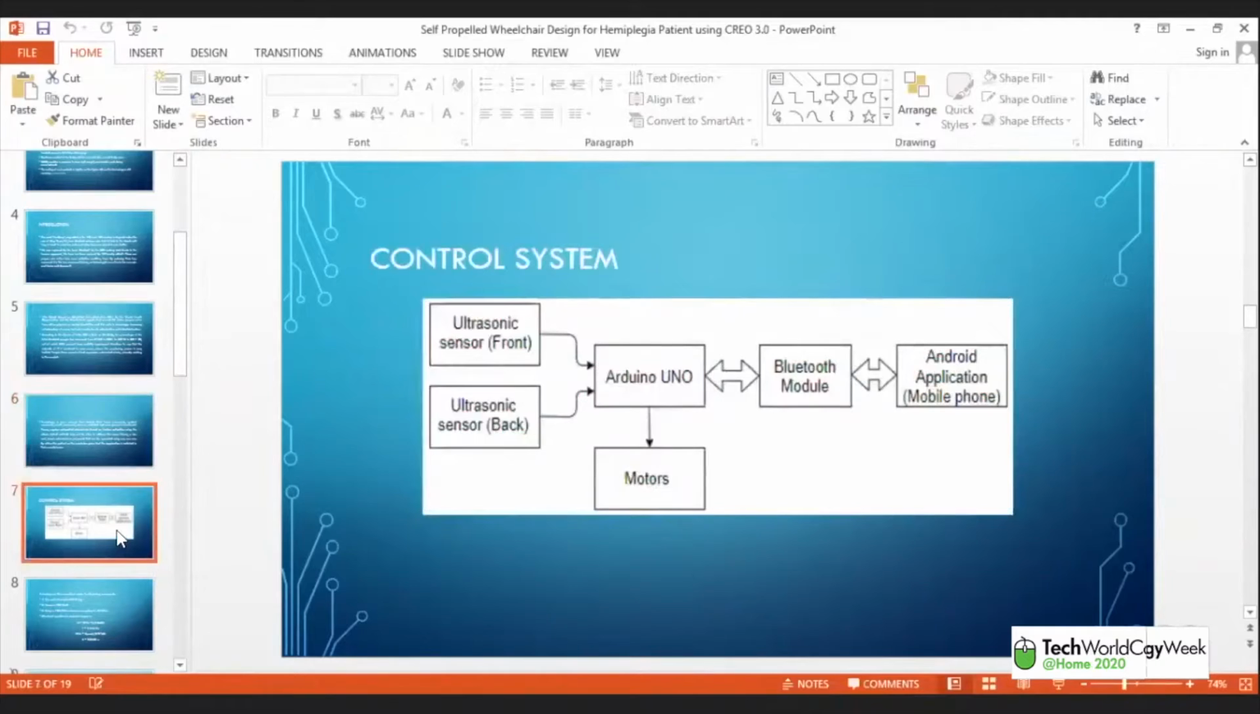This is a broad level block diagram, and many factors are not shown here, but they were actually implemented over there. I have tried to make this as concise as possible. Basically, we have used ultrasonic detectors, a set on the front side, another set on the back side.